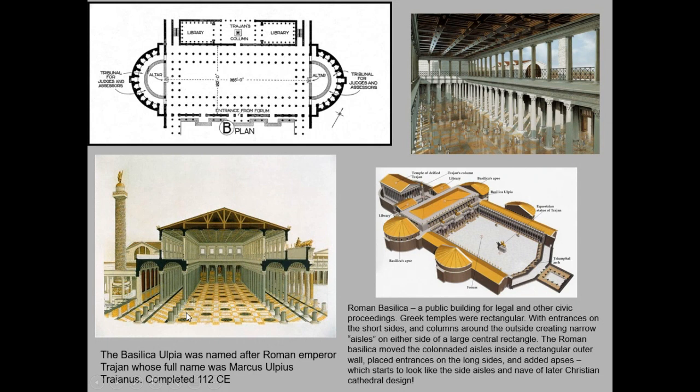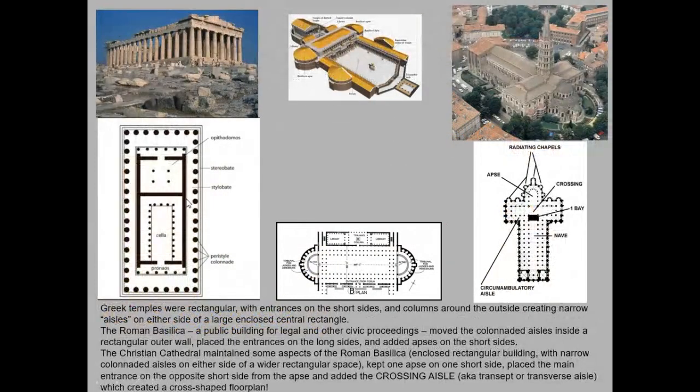This is the cross-section of the basilica. Doesn't it look like a church? Side aisles with this big space in the middle. That's exactly what the Christian architects are going to do. So we go from the temple to the Roman basilica to the Christian cathedral. So you can see that this is very much like the basilica form, except we've done a number of changes. In the original Greek temple, the entrances are on the short sides.